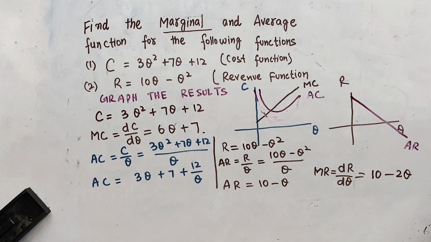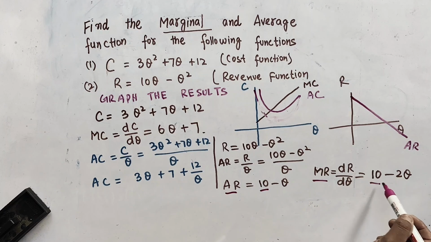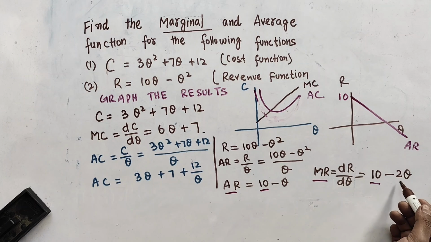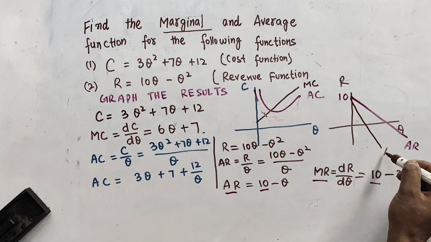Here you can see the average revenue and marginal revenue have the same intercept as 10. Let us suppose it is here, 10, but marginal revenue has twice the slope of the average revenue, so it will look like this. This is our marginal revenue.